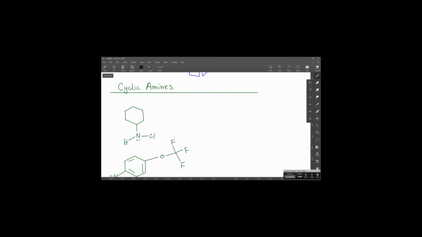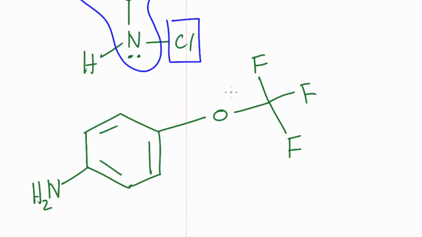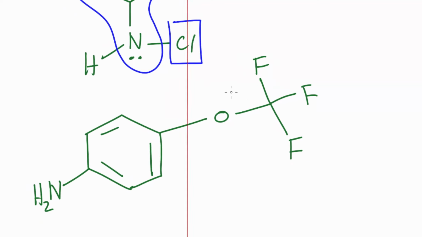All right, if we looked at some cyclic examples, okay, that would be our parent structure. That would be called cyclohexanamine. Okay, we have a substituent that's substituted on the nitrogen. So we would call it N-chloro.